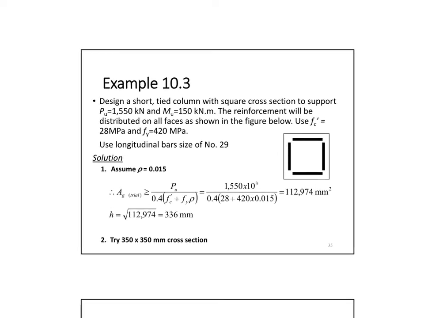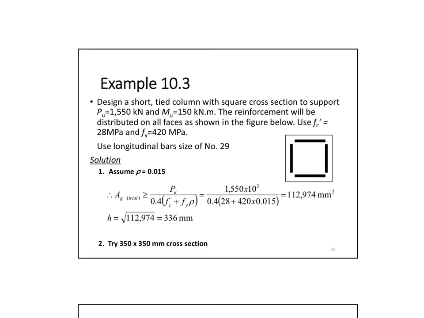Let's take another example. Design a short tied column with a square cross-section to support a PU equals 1550 and MU equals 150. Now I know both of them. I know PU and I know MU. The reinforcement will be distributed on all faces. So I know that the column will look like something like this.